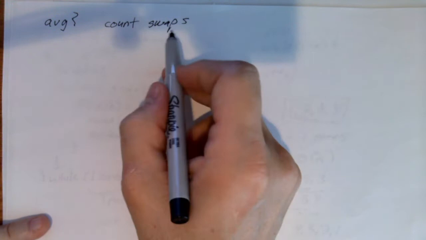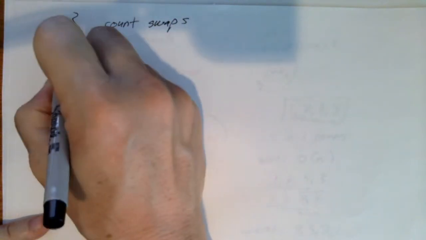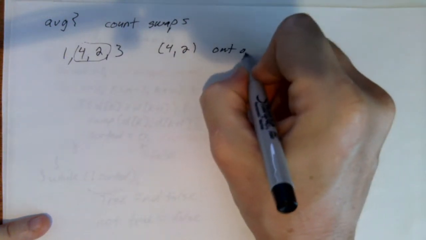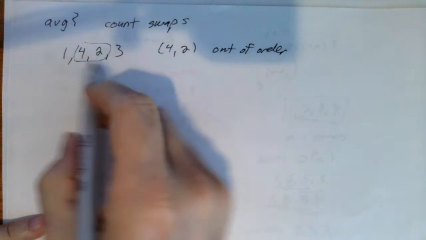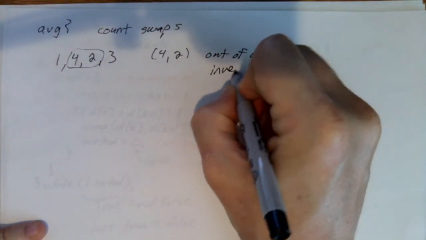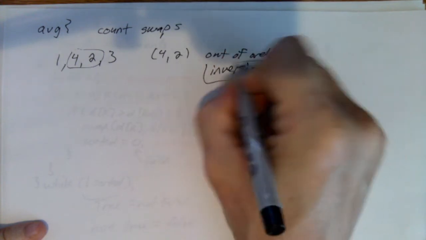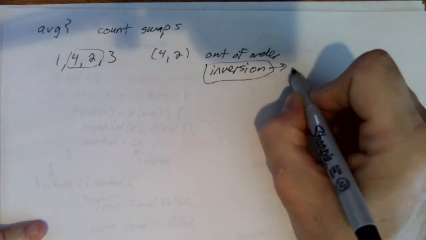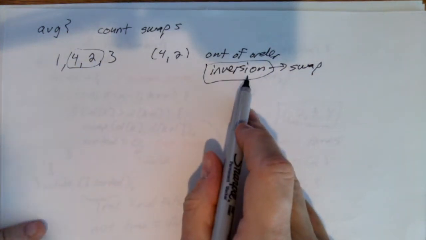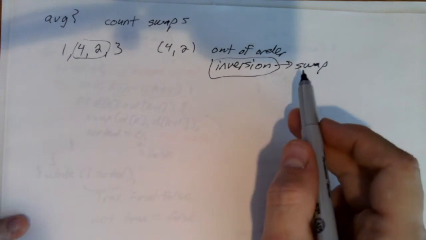Okay, and how do we do that? If we look through a set of numbers, let's say we have 1, 4, 2, 3, and if we happen to be looking at these two numbers, 4 and 2, we can see they're out of order relative to the way we want to sort. And when that happens, we have what's called an inversion. And for each inversion, we ultimately have a swap. So if we can count the number of inversions, we can determine the number of swaps.